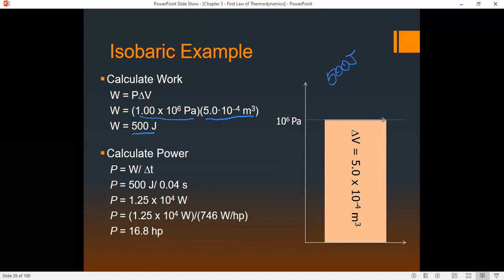Now we're going to calculate power. Power is work divided by delta T. There's our work. There's our time, 0.04 seconds. Okay. And that is 1.25 times 10 to the 4 watts. Okay. If you want to convert watts into horsepower, there's 746 watts per horsepower. So this particular engine operating at 3,000 RPMs will put out 16.8 horsepower.